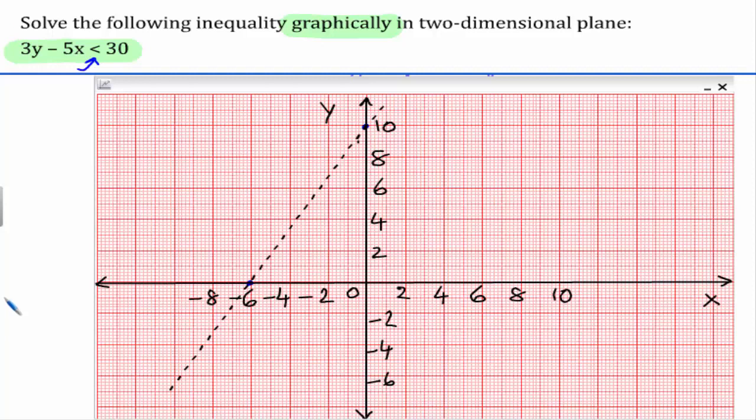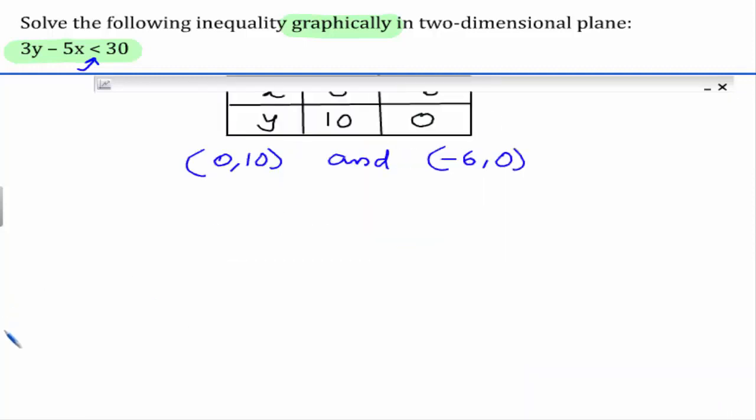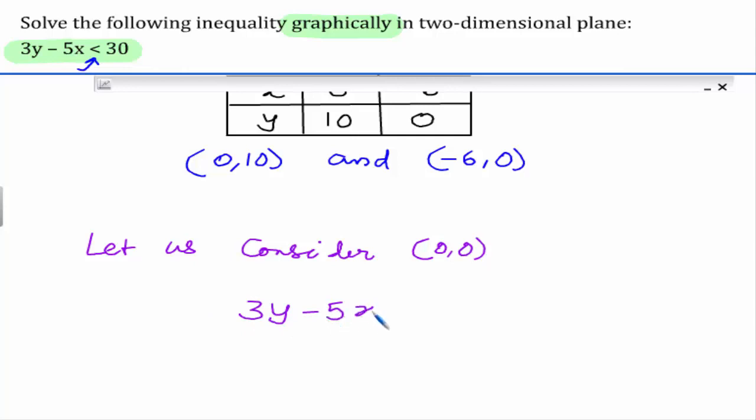Here is the line which is dividing the plane into 2 halves, and it is not passing through the origin. Now let us select the point origin and let's substitute into the given inequality. The inequality is 3y minus 5x less than 30. This is 3 into 0 minus 5 into 0 less than 30.